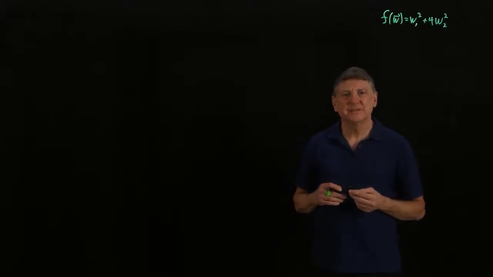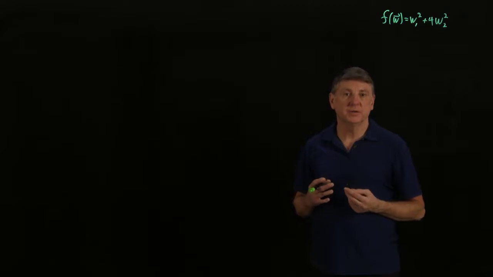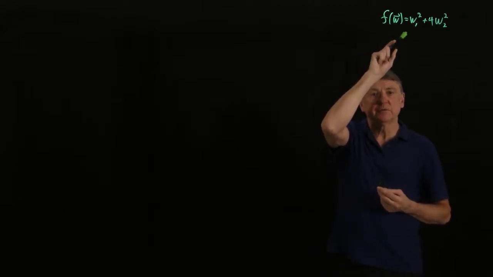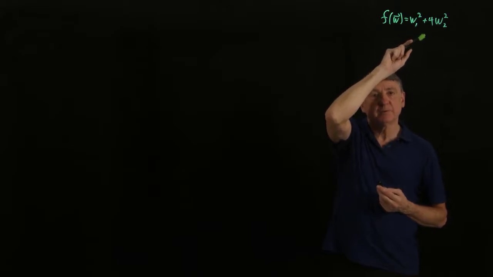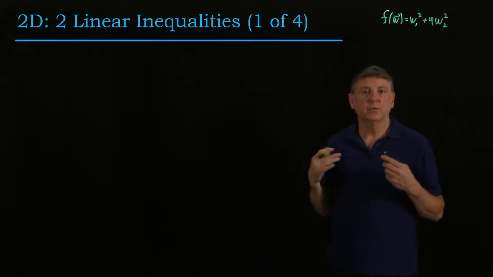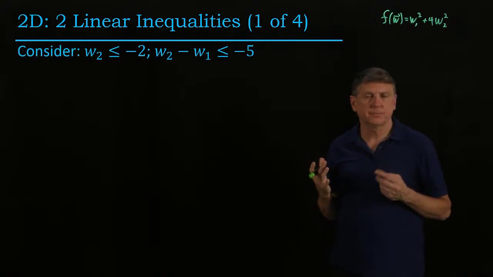Welcome. In this session, we'll explore a convex problem that has two linear inequality constraints. Our objective function will be: we'll take the first entry of the argument, square it, and then add 4 times the square of the second argument. Let's take a look at what two linear inequalities would do when subject to this constraint.